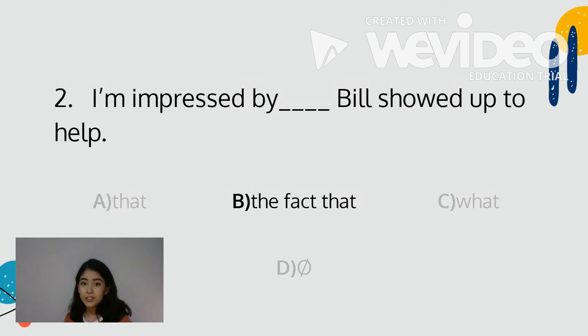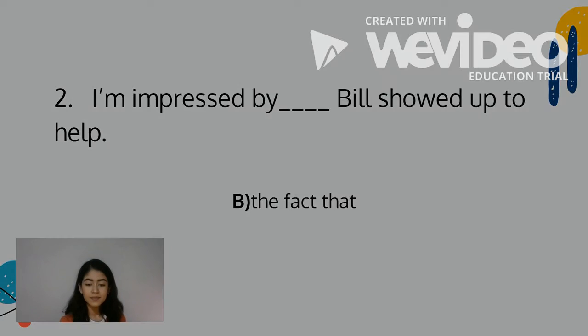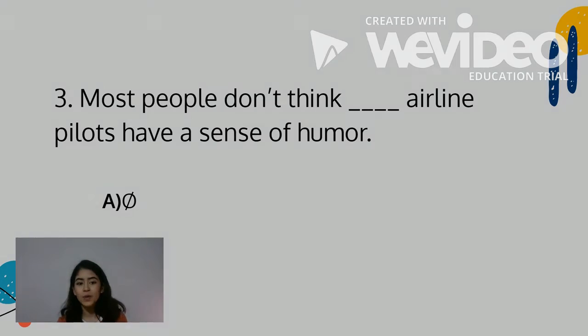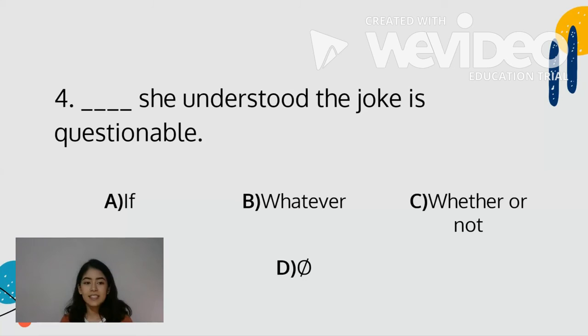The answer to sentence number 1 is D, what. So the whole sentence would be, a person who is telling a joke needs to remember what the key details are. Next, this sentence reads, I'm impressed by blank Phil showed up to help.